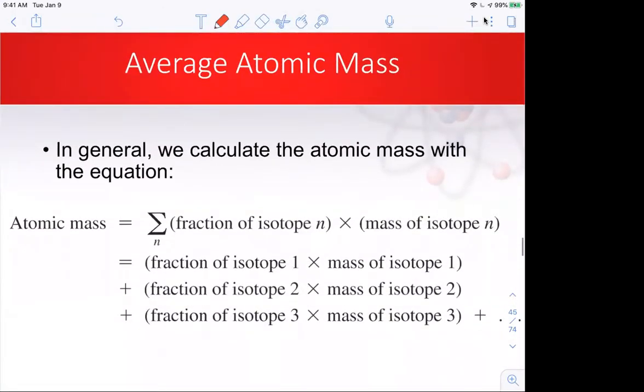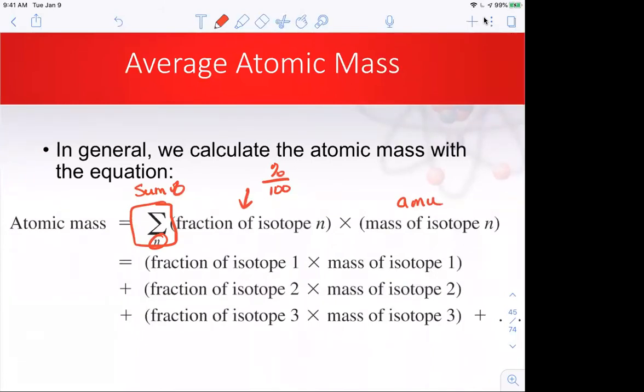So here's how I can calculate the average atomic mass. This is the sum of, this is the number of terms that you might have. So if I have 2 isotopes, I have 2 terms. If I have 5 isotopes, I'm going to have 5 terms. This is the fraction, which is the percentage divided by 100. So I have to have a decimal, right? I have to have a fraction of isotope n. And then this is the mass in atomic mass units.